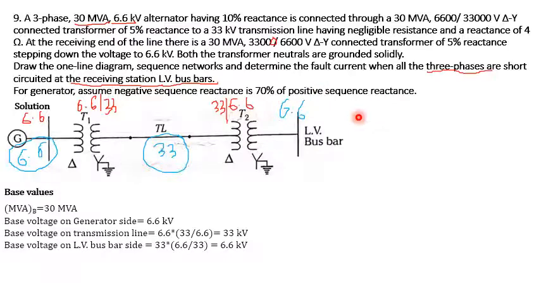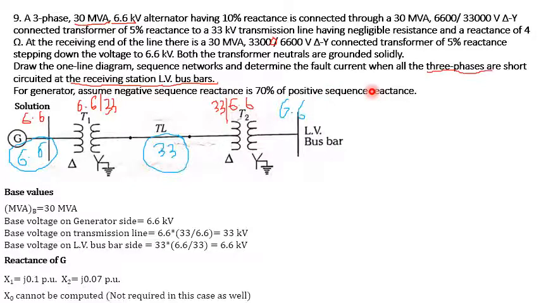Next we have to calculate the reactance of the generator. There is no need to calculate that because the old and new values of the MVA and kV are the same. So X1 is 0.1 from the data and X2 is 0.07, because for the generator, assume the negative sequence reactance is 70% of the positive sequence reactance. Here X0 is not required in this case, which we will discuss later on.